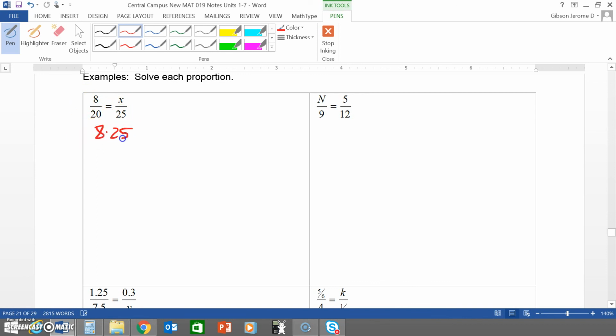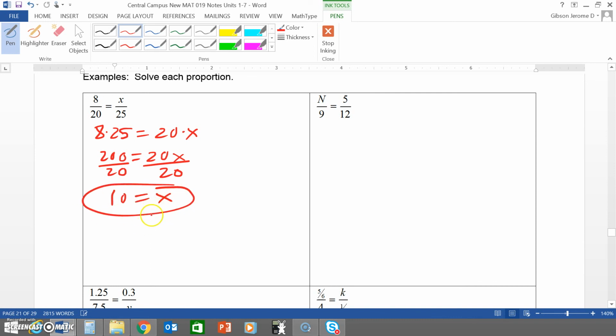We have 8 times 25 is equal to 20 times x. 8 times 25 is 200, is equal to 20x. We divide each side by 20, and that would be 10 is equal to x. That would be your final answer. Now we do the same thing here.